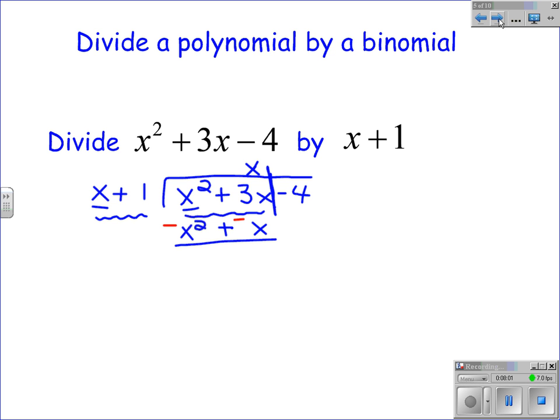So x squared minus x squared, we want those to drop out. We want to be done with those. What's 3x minus x? 2x. Bring down the minus 4. x times what gives you 2x? 2. So I want to go plus 2 on top. So now I've got to take that 2 times all of this stuff up here. So 2 times x is? 2x. And 2 times 1 is? 2.